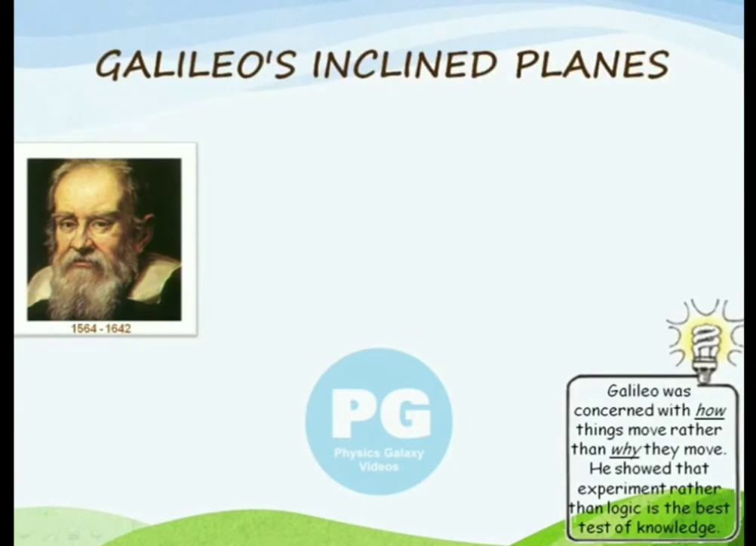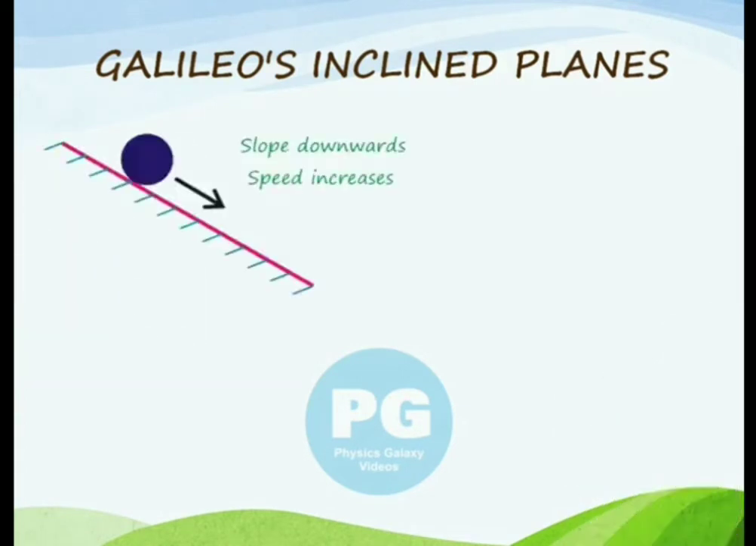Galileo was concerned with how things move, rather than why they move. He showed that experiment, rather than logic, is the best test of knowledge. Also, a series of experiments leads us to some basic conclusions.